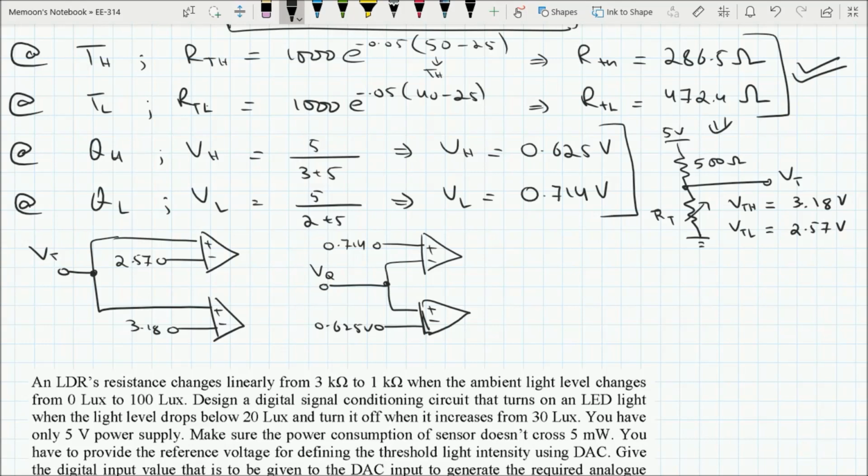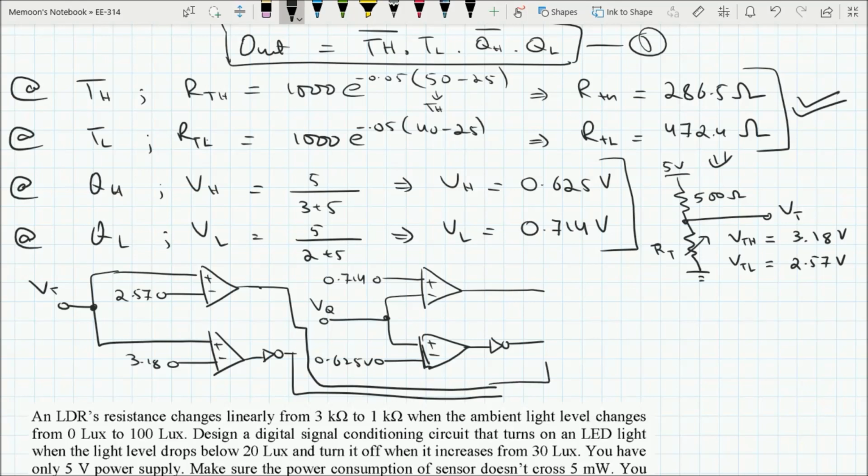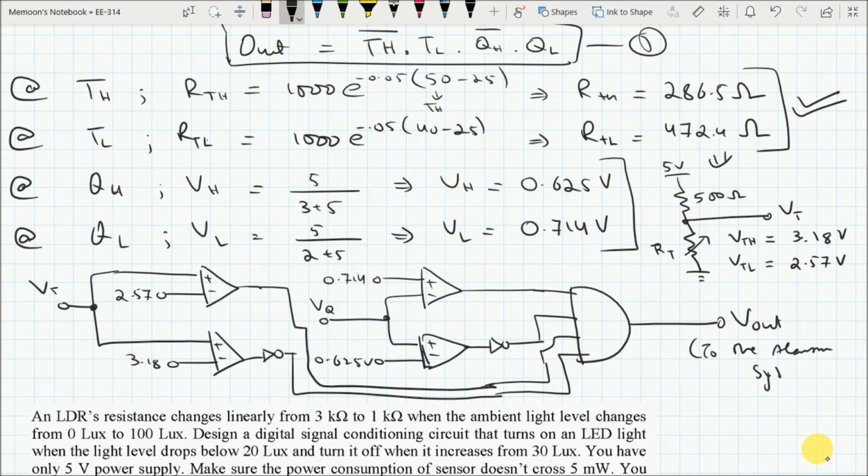And the final expression would be, what we wanted was TH bar. So TH corresponds to this value, so let's invert it, and TH, so let's use it as it is here and here. And in our final expression again, it was QH bar, and that corresponds to this 0.625 volts. So just invert it and use it as it is, and then just AND them together. So this is your AND gate, and this is your V out to the alarm system.